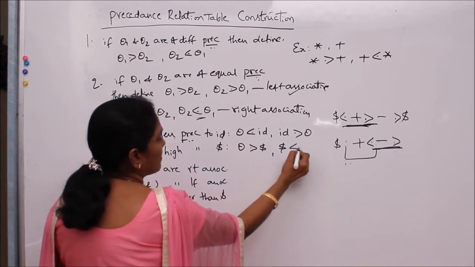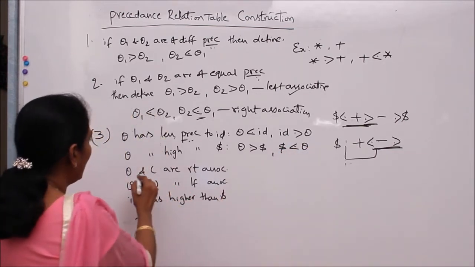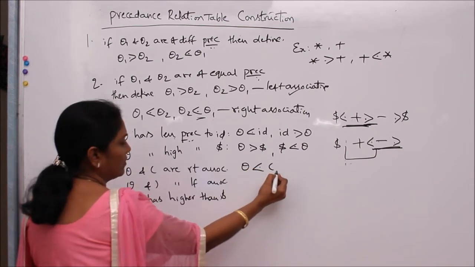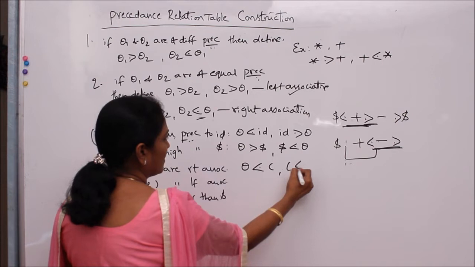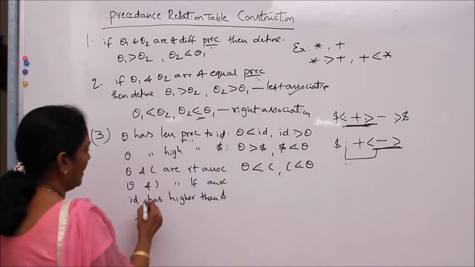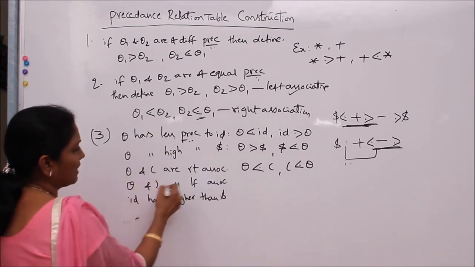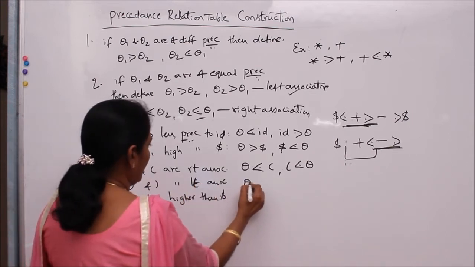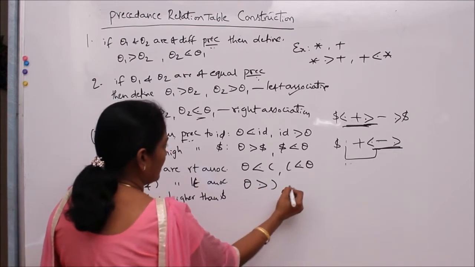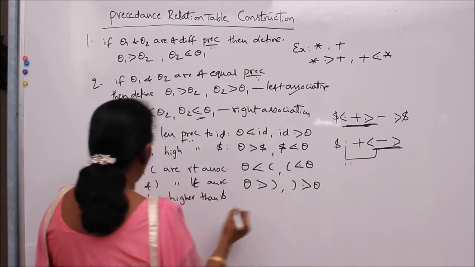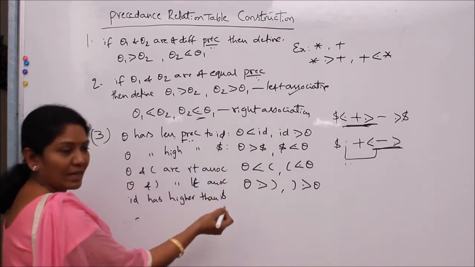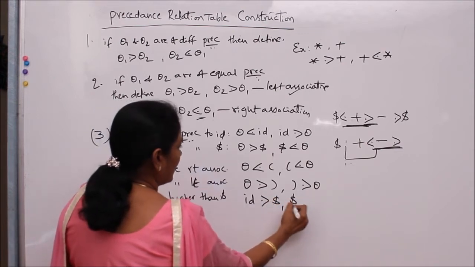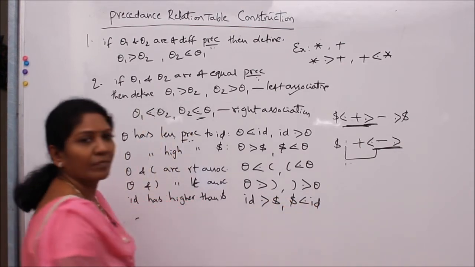That means dollar has less precedence compared to theta. And theta and left parenthesis are right associative. That means theta has less precedence than left parenthesis, and left parenthesis has less precedence than theta. And theta and right parenthesis are left associative. That means theta has greater precedence than right parenthesis, and right parenthesis has greater precedence than theta. And id has higher precedence than dollar. Dollar has less precedence than id.